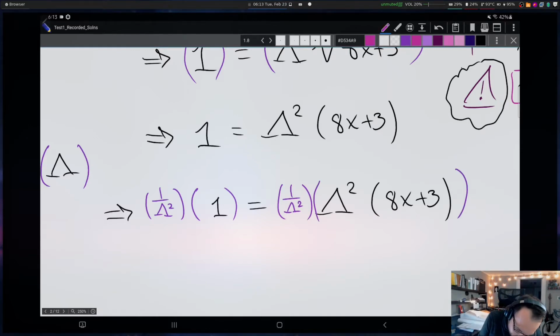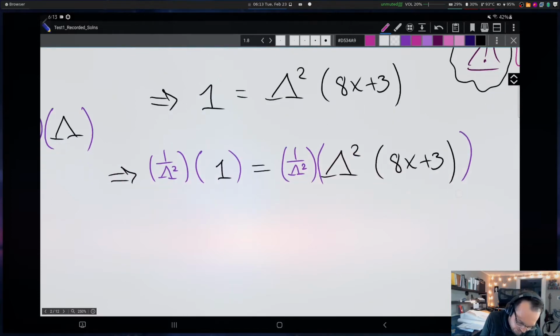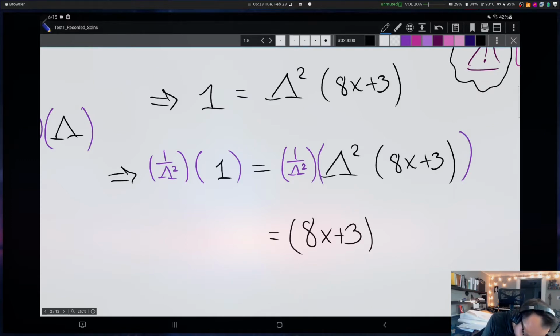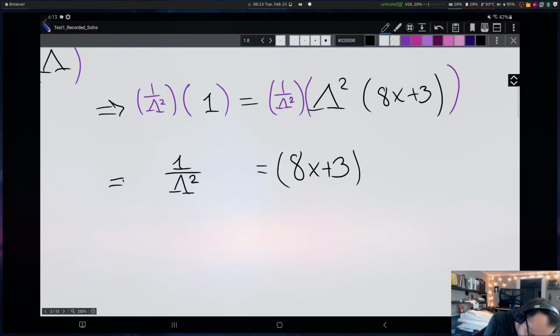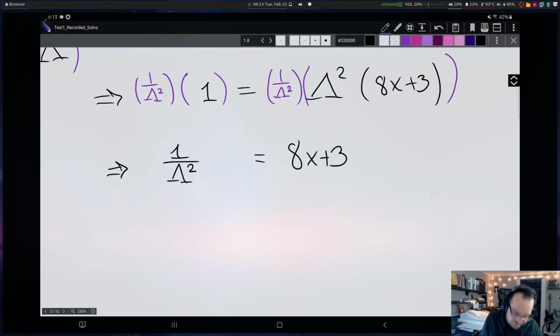The whole point of this maneuver was that when I multiply this thing and this thing together, I get 1. So I kind of cooked up this cancellation. What do I end up with on the right-hand side? Well, I just have that 8x plus 3 left. What do I have on the left-hand side? I have something that looks like 1 over lambda squared. Okay, and so that's the next logical step. Now that I just see parentheses on the right-hand side, I can go ahead and remove those because I don't have to worry about things being grouped up together anymore, at least not too much.